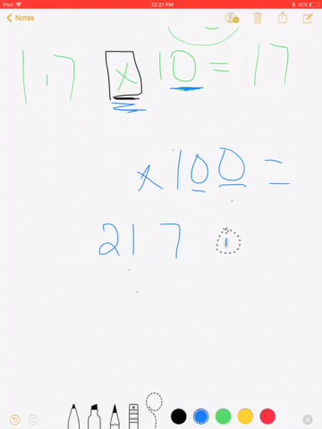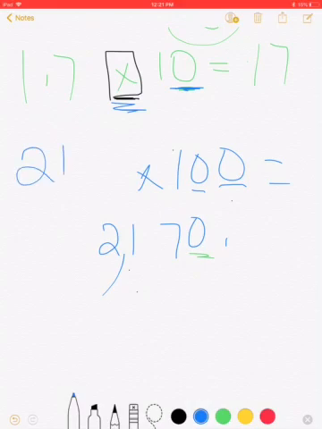Now, what happens with this empty space? What do you think happens with that empty space? I hope you said add a 0. Very good. You fill in those empty spaces with your 0. Now, the answer is 170. So 1.7 times 100 equals 170.